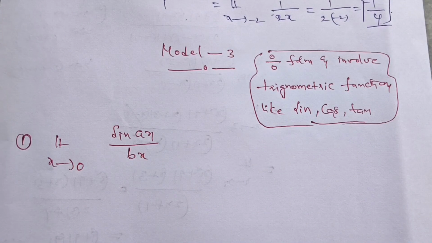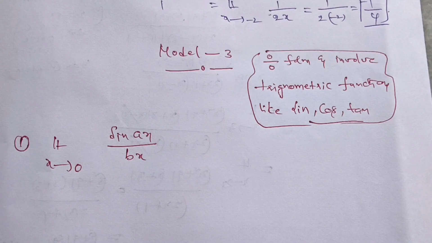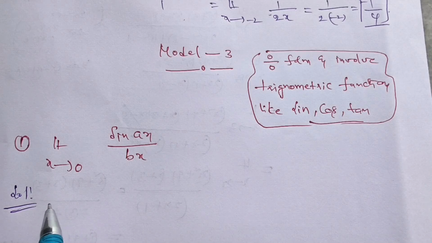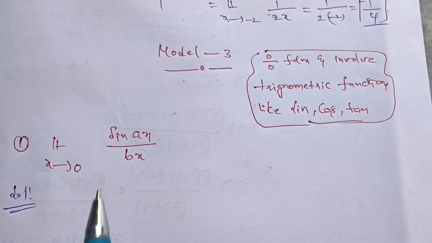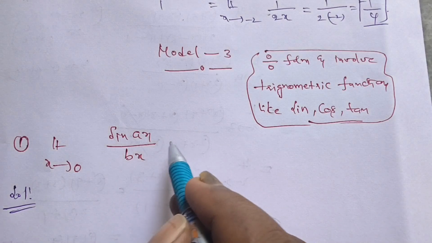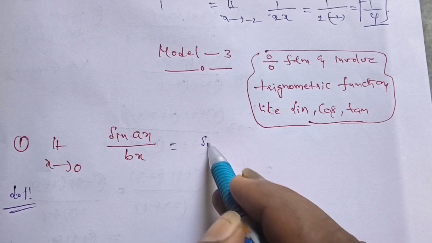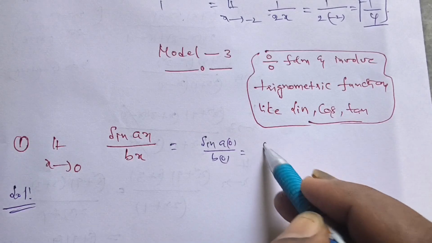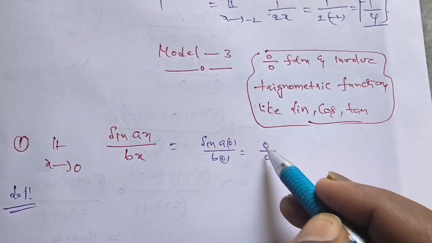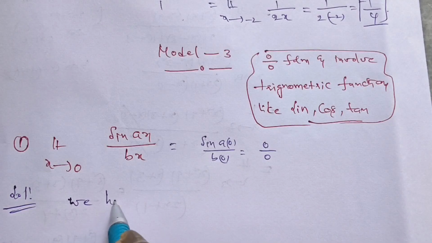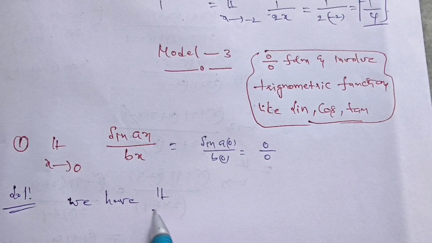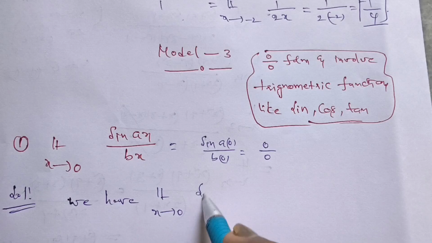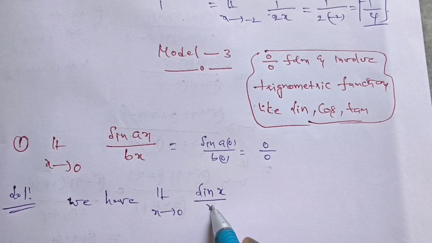The first problem is limit x approaches 0, sin ax by bx. Solution. If we put x equal to 0 in the given function directly, then we have sin a into 0 by b into 0. Sin 0 value is 0, b into 0 value is 0. Clearly this is 0 by 0 form. We have the standard formula in sine limits: limit x approaches 0, sin x by x is equal to 1.